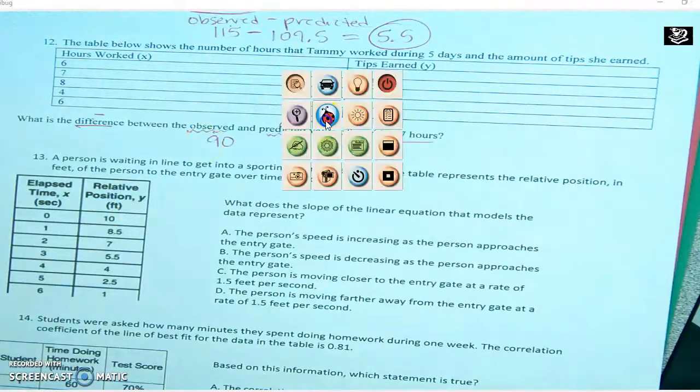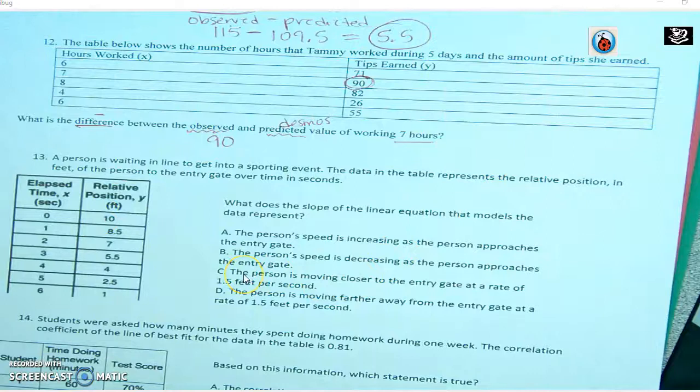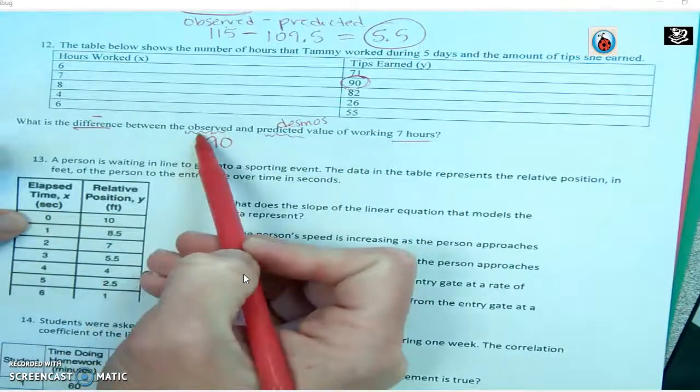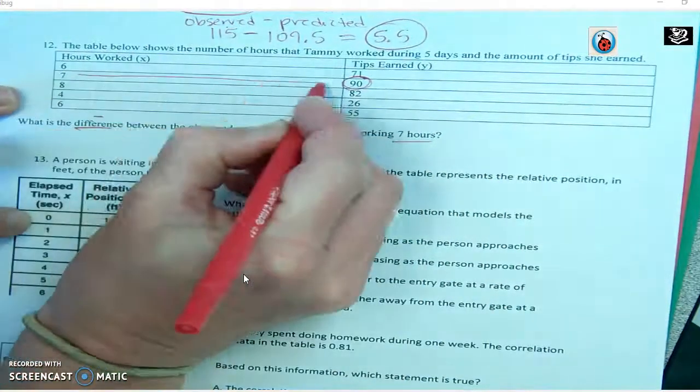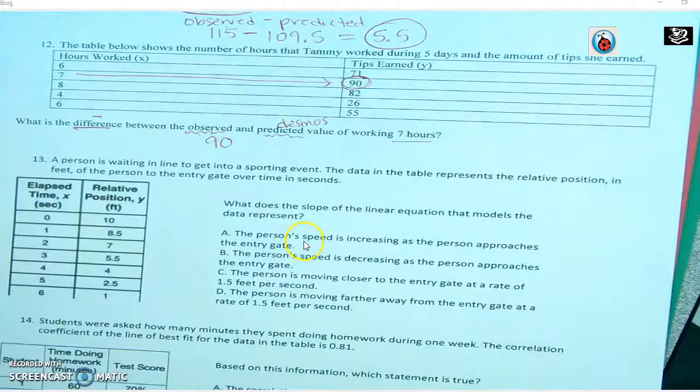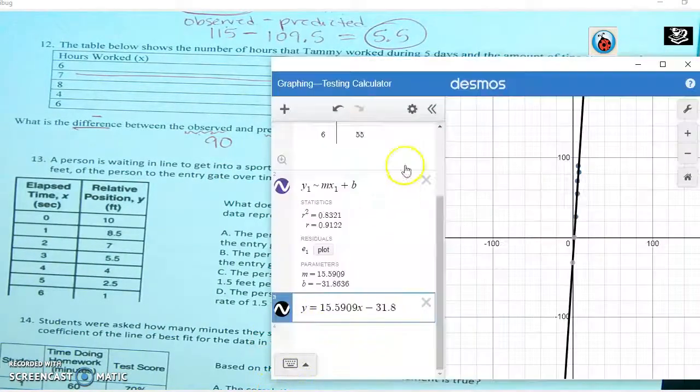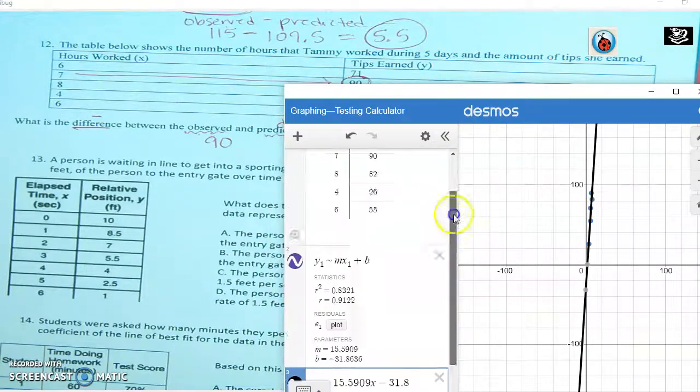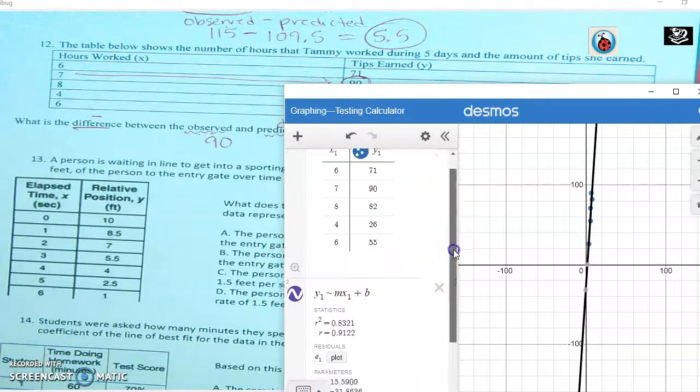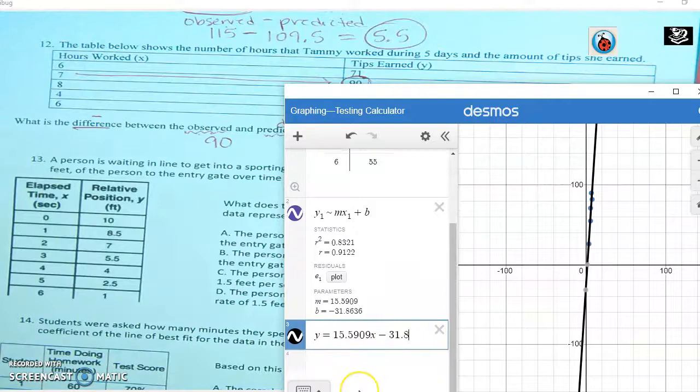We're going to pick up where we left off from the first video. So we said that the observed value was 90. For the predicted one, we said we had to put the table in Desmos. So I put the table in, we did the y1 ~ mx1 + b, and then we're typing in the equation that Desmos gives us.